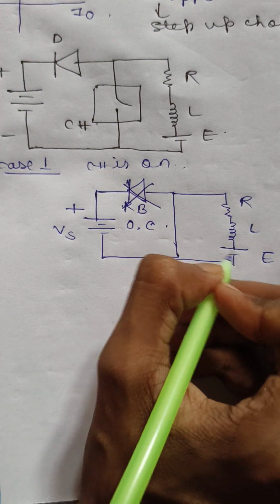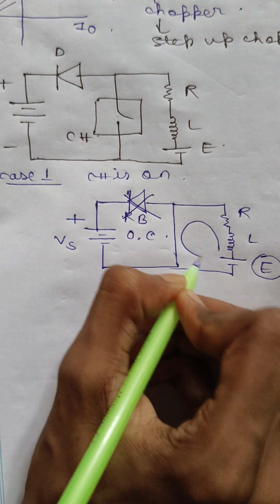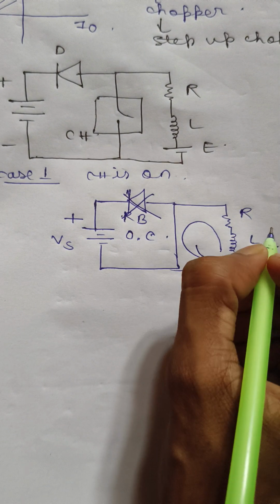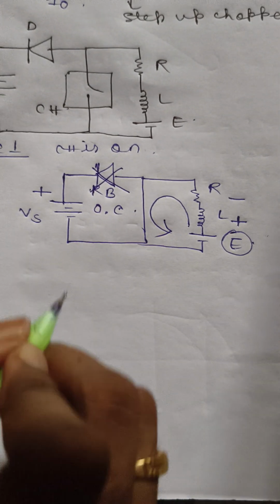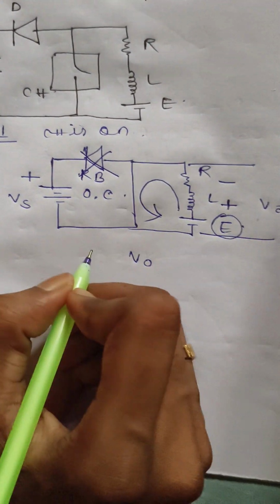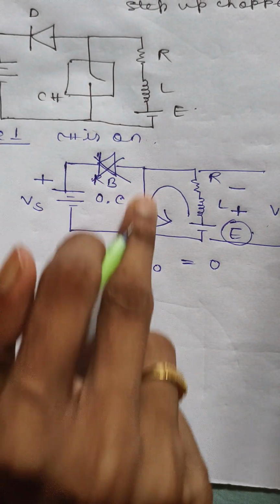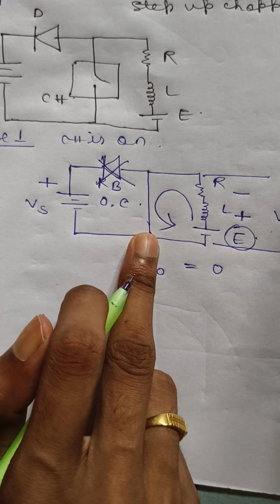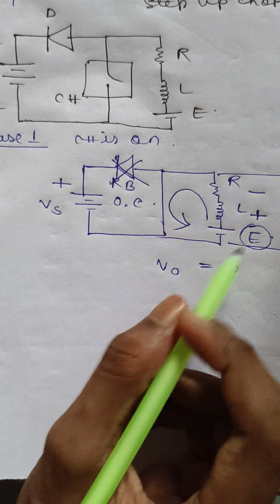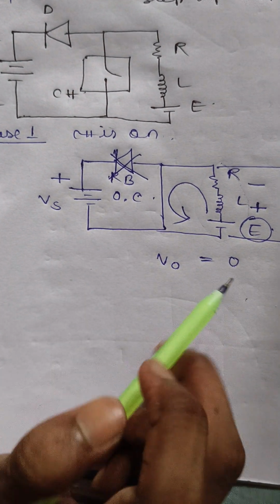Now due to this E, the current will be flowing like this, and the inductor will be getting charged. This is the positive polarity and this is the negative polarity. So the output voltage, taken across this, is equal to 0, as this is a short circuit path. So the potential difference is 0, and the voltage across this is going to be 0.